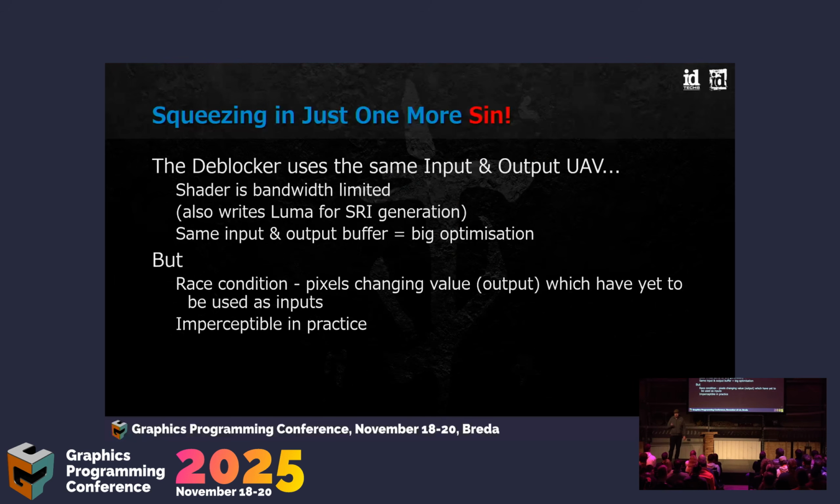So the deblocker as well, we're trying to keep things as fast as possible. It's a bandwidth-limited shader. It's also writing out luminance for the shading rate image. And to keep it fast, we use the same input and output UAV. This is technically wrong, but it halves our bandwidth. And technically we have a race condition, but nobody could see anything, so we ignored it completely.